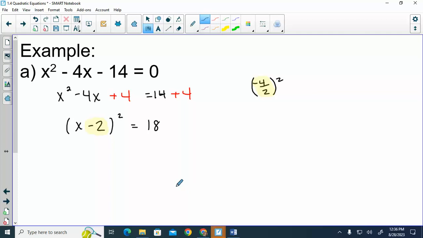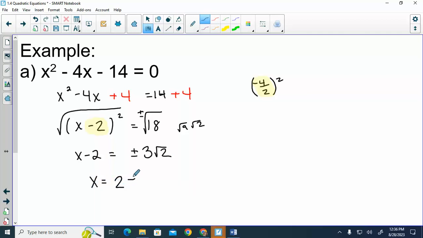How do we get rid of a square? And if you add a square root in a problem, we also need x minus 2 equals plus or minus. Alright, I need to break down 18, so I can take 9 and 2. So square root of 9 is 3. Radical 2. Final step, add over my 2. So I get 2 plus or minus 3 radical 2.